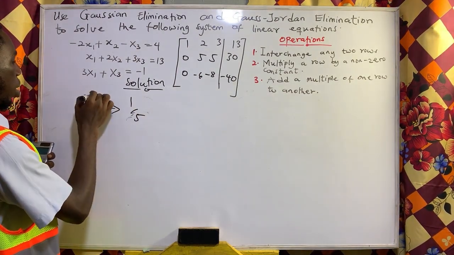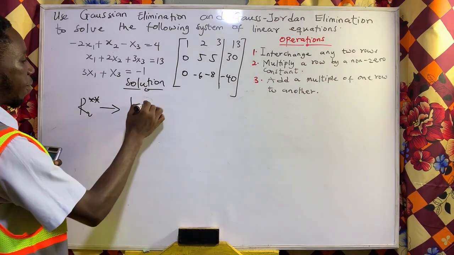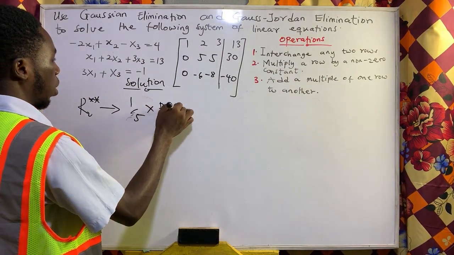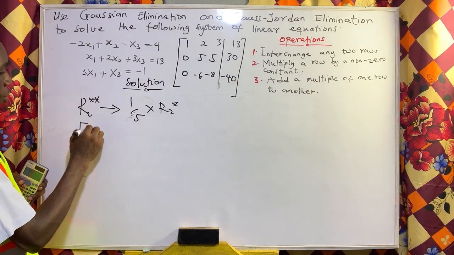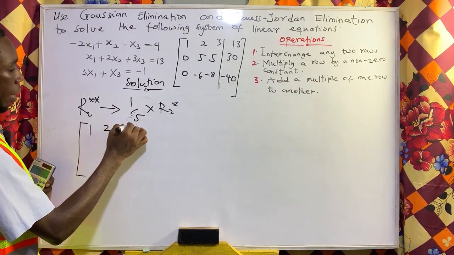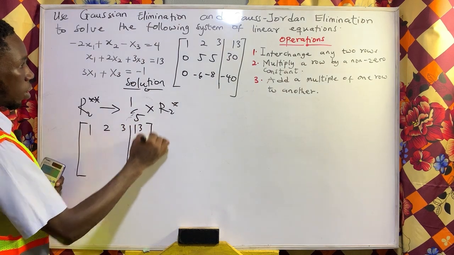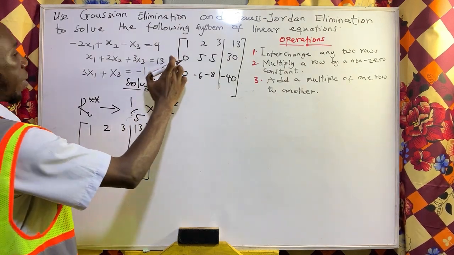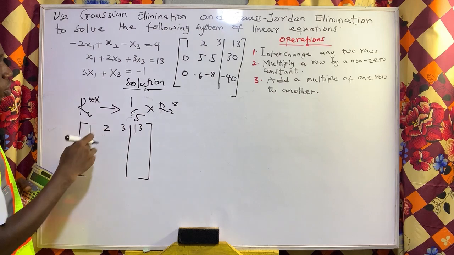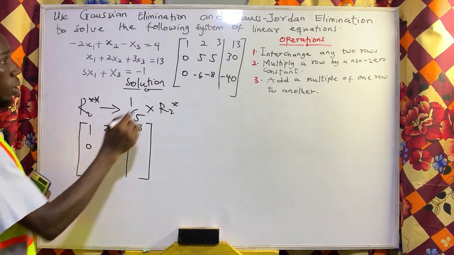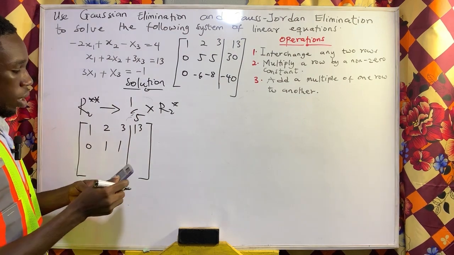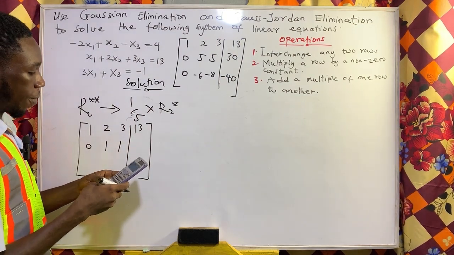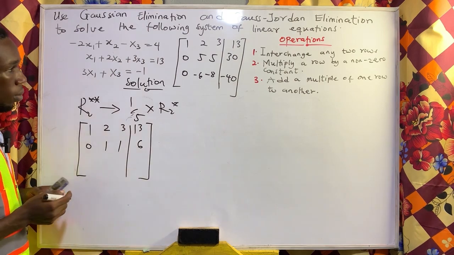Okay, our new row 2 becomes 1 over 5 times the previous one. So if you do that, this is what you're going to have: 1, 2, 3, and 13. Okay, and then you're going to multiply each of these values by 1 over 5. So the first one will be 0. This will become 1, right? This will also become 1. And you're going to have 30 divided by 5. That gives us 6. Okay, this is what you're doing.